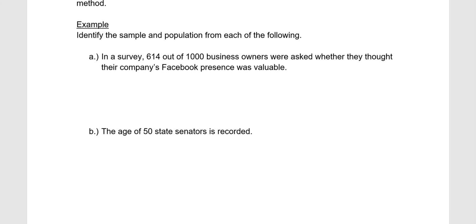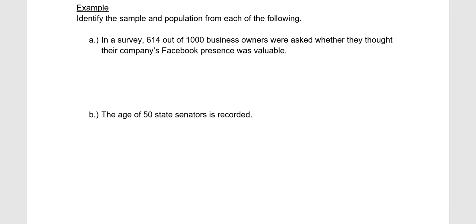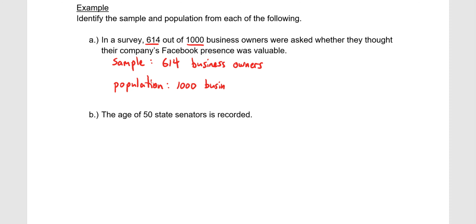So let's do a couple examples for identifying the sample and population. The first one we have, in a survey, 614 out of 1,000 business owners were asked whether they thought their company's Facebook presence was valuable. And we want the sample and the population. So the sample, it's 614 out of 1,000. So the sample is going to be 614 business owners. That's going to be the part out of the whole. And then the total amount of interest is going to be 1,000. So that's going to be the population, 1,000 business owners.